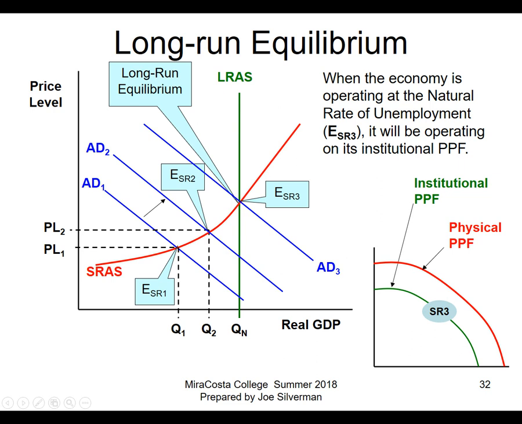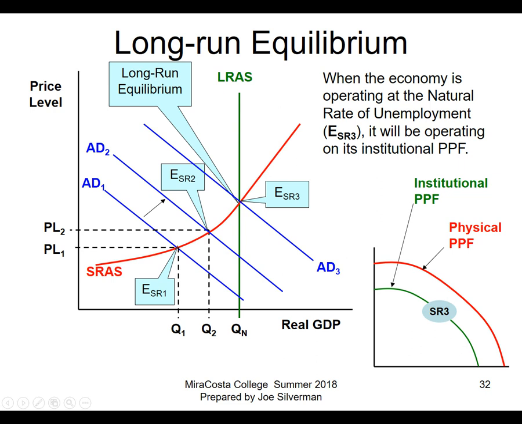Okay, imagine now that we get another increase in aggregate demand. We go from Q2 and PL2 over here to QNR and whatever this price level happens to be over here. Now our short-run equilibrium is equal to our long-run equilibrium. In other words, this is where we wanted the economy to be all along. What would that look like in production possibility frontier land? It would look like we're on our institutional production possibility frontier. However, we know that the economy can go into an economic boom. In other words, we can be operating to the right of QNR, and that would mean that we'd be operating beyond our institutional production possibility frontier.